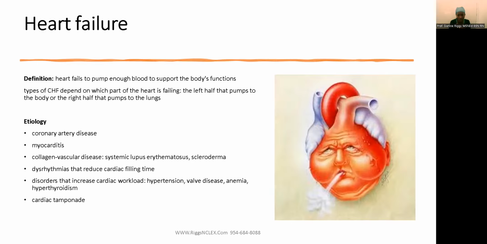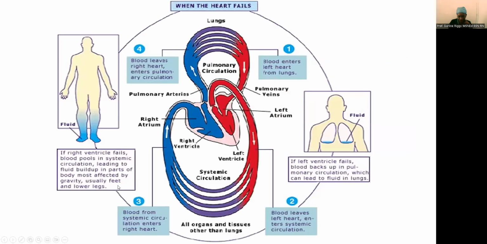We've talked about coronary artery disease. We've talked about myocarditis, endocarditis, pericarditis. It could also be collagen issues, which is what lupus is. Okay, scleroderma, dysrhythmias, we've already talked about. We haven't talked about hypertension, but we will. Hyperthyroidism is covered under endocrine. We've talked about cardiac tamponade. So you see a lot of these causes we've already covered that could cause the heart to fail.